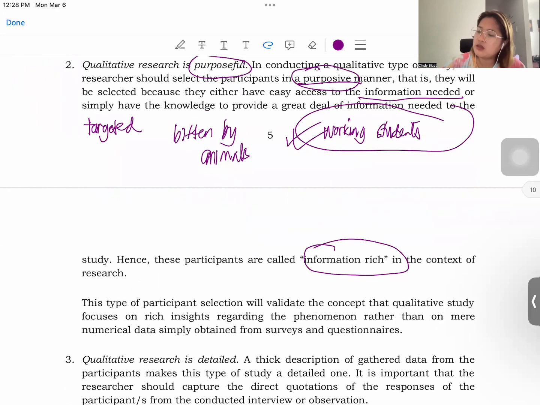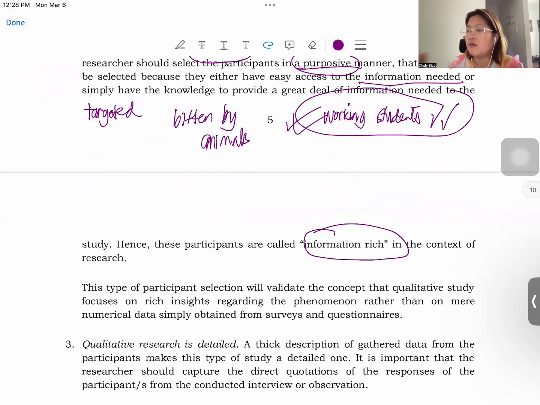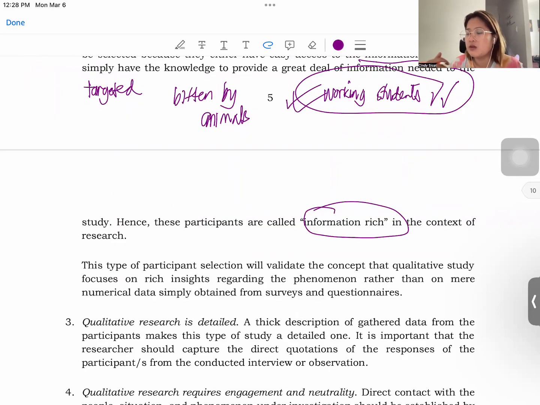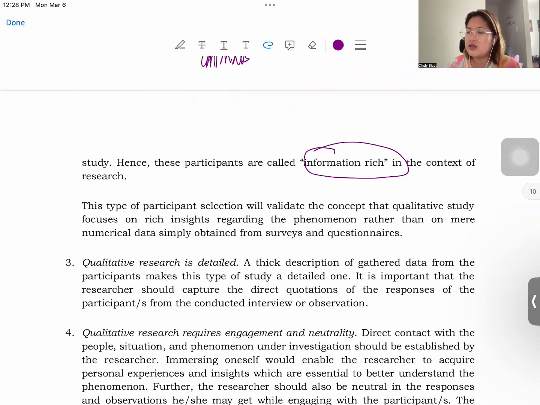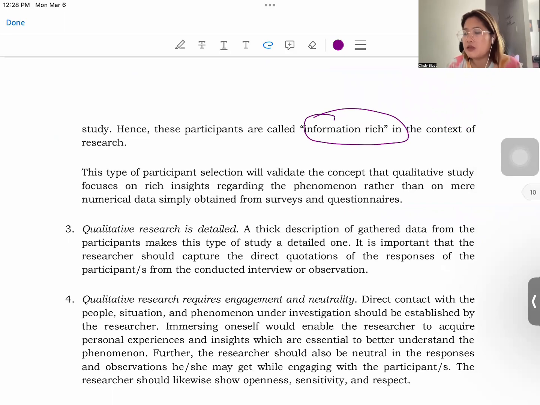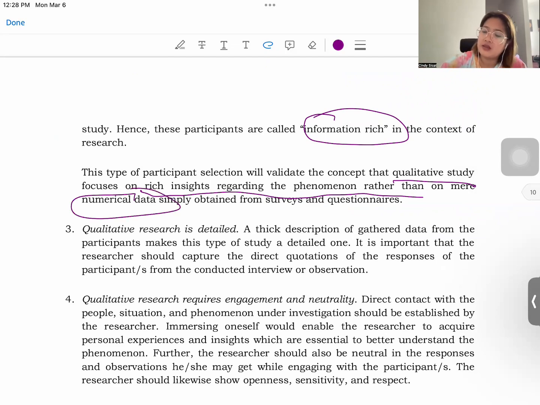So, sa konteksto ng qualitative research, kung working students ang focus mo, itong mga working students would become the best source of information since they're experiencing it. Okay? So this type of participant selection will validate the concept that qualitative study focuses on rich insights regarding the phenomenon rather than mere numerical data. So again, descriptions, experiences, feelings are under quali.